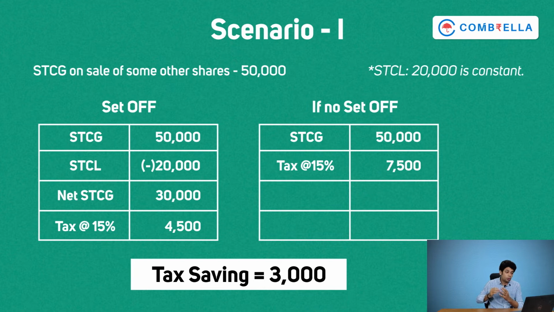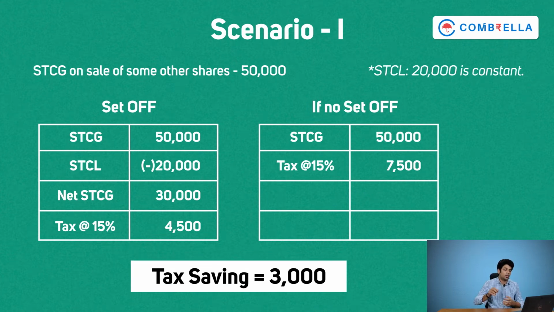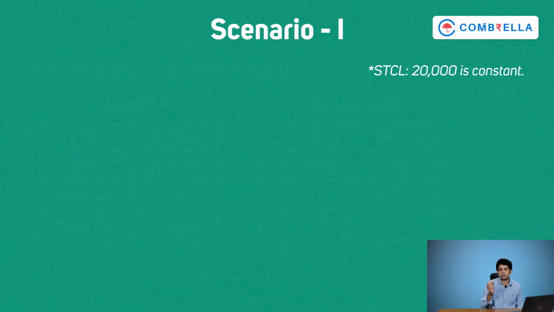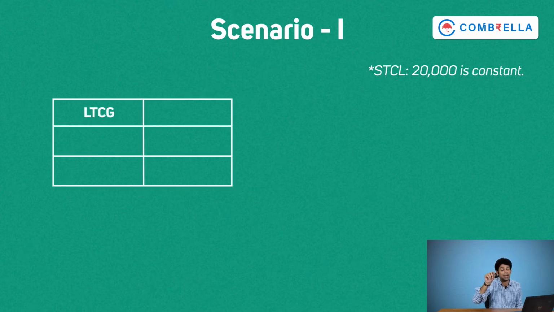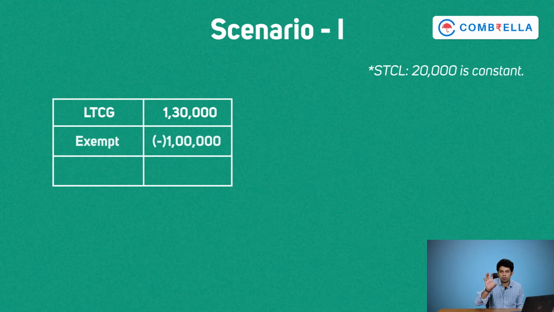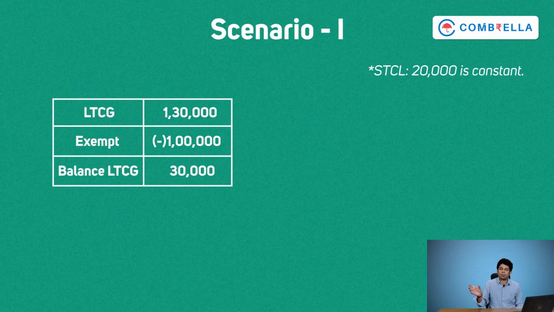Now let me give you a part B of the same example. Let me extend this example. Now suppose in this year, instead of a short-term capital gain of 50,000, you got a long-term capital gain of 1,30,000 rupees from the sale of some other shares of the company. Then in that case, what will happen? Up to 1 lakh rupees, long-term capital gains are exempt, friends. That is there. So what is the balance? 1,30,000 minus 1 lakh is 30,000 rupees, the balance of long-term capital gain.